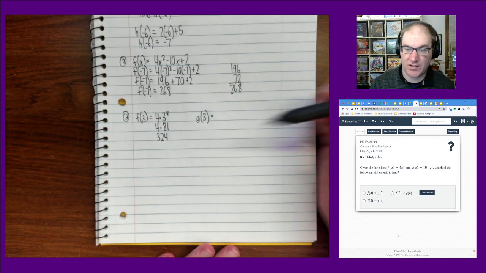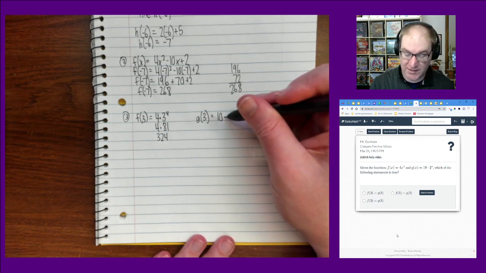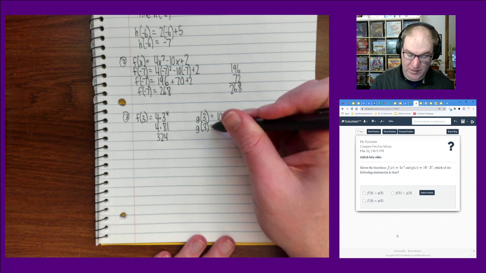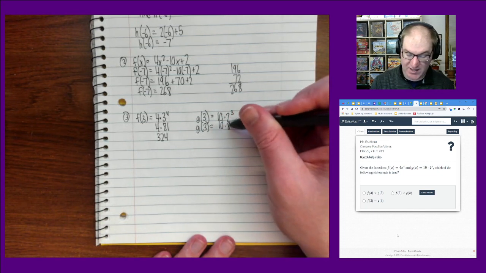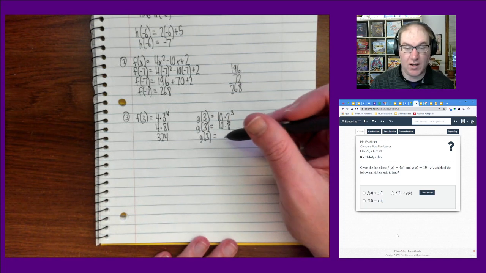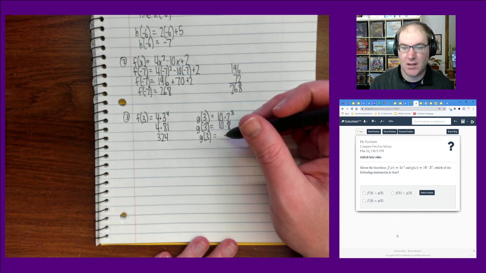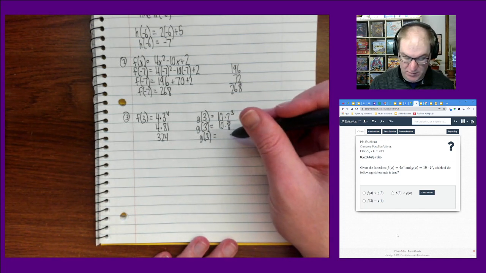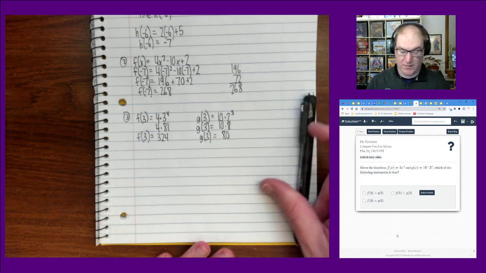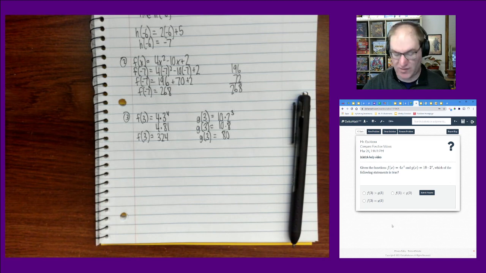And if we put 3 into the g function, we're going to get 10 times 2 to the third. 2 to the third is 8, and 10 times 8 is 80. So g of 3 is 80, and f of 3 is 324. So which choice is true? Well, f of 3 is greater than g of 3.